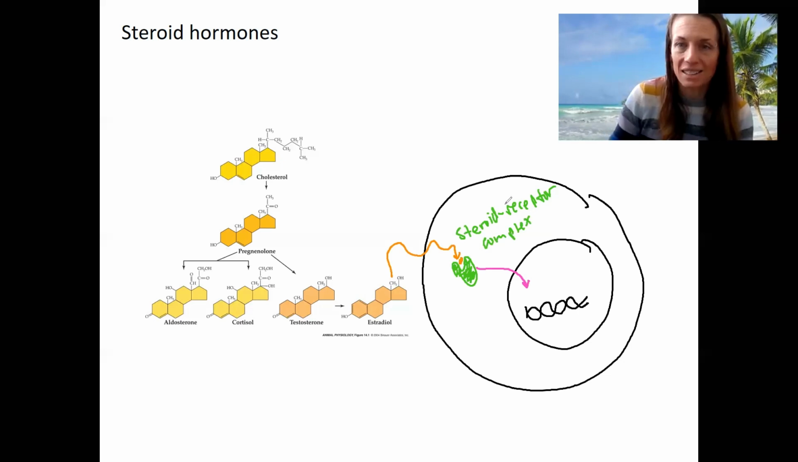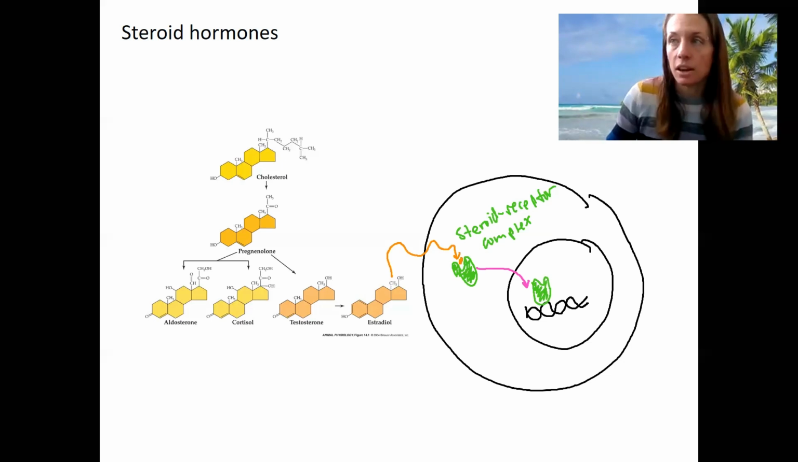It's going to act as a transcription factor. It is a transcription factor. What that means is it's going to bind to the DNA and help initiate transcription, DNA being copied into RNA. So we're going to have RNA.